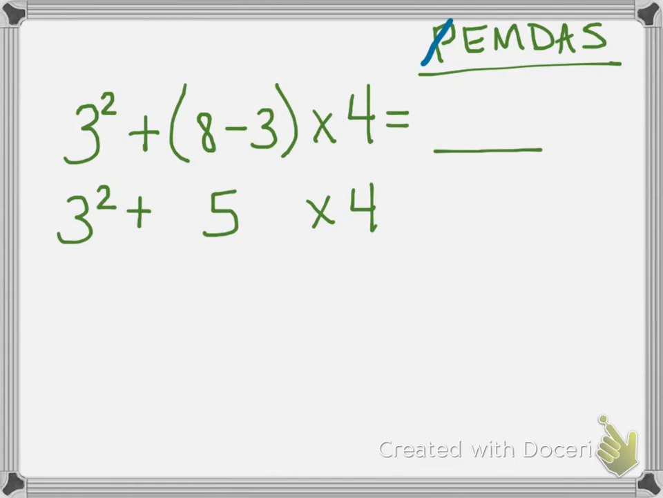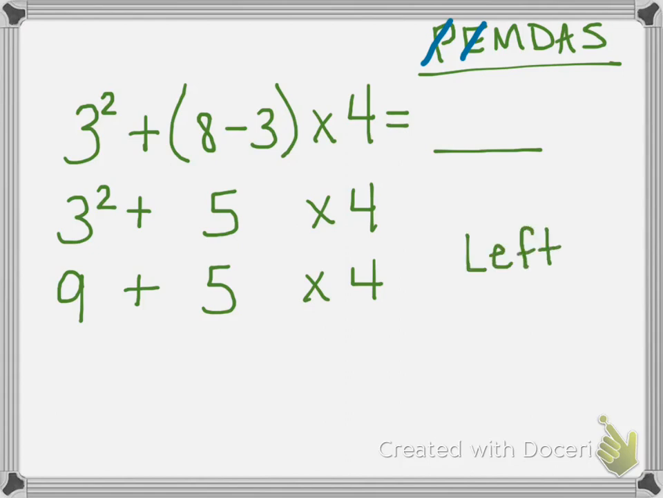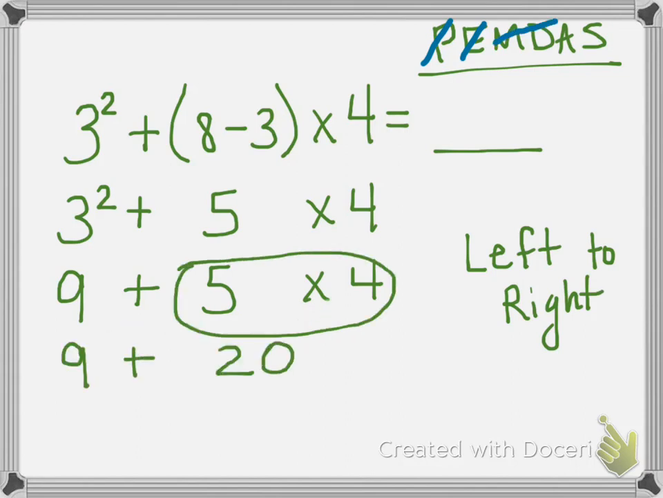If you remember, exponents to the second power means you multiply that number by itself 2 times. So 3 times 3. So now we have 9 plus 5 times 4. Your next step is multiplication and division from left to right. There we have a multiplication problem. 5 times 4 is 20. So now we have 9 plus 20, and that's 29.